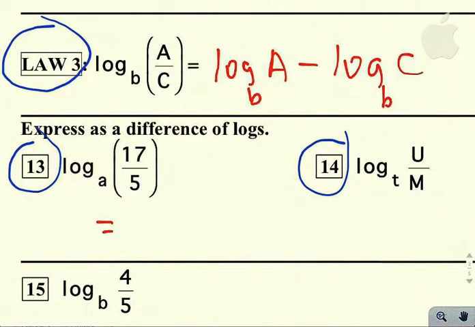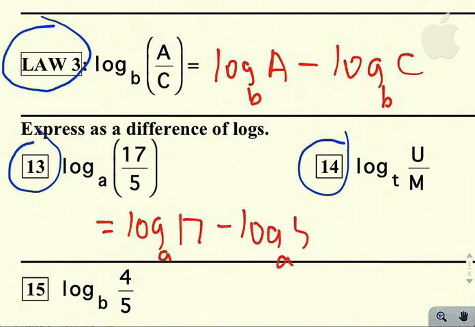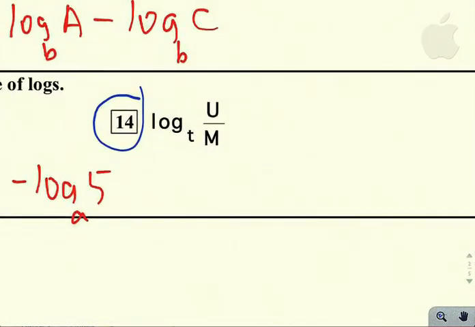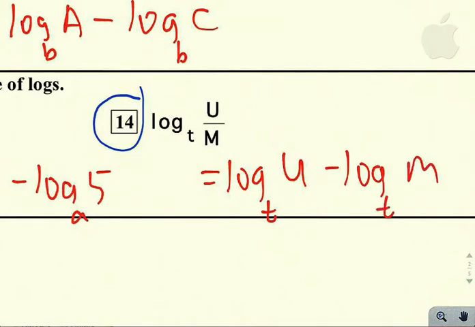So 13 would be log to the base a of 17 minus log to the base a of 5. And 14 would be log to the base t of u minus log to the base t of m.